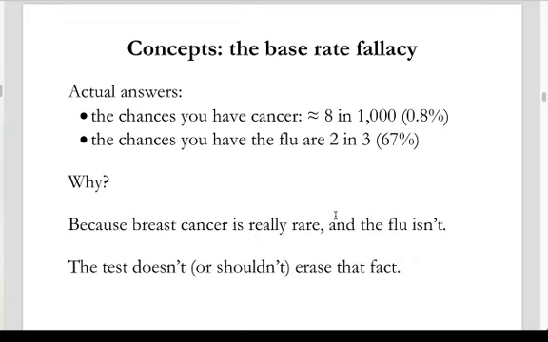Why is this working out this way? The answer is the base rate, the prior on having the breast cancer versus having the flu. And why do these percentages work out this way? Because breast cancer is really, really rare, and the flu isn't really rare.